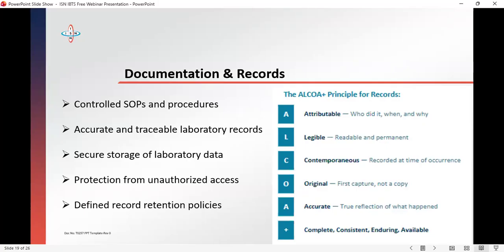Recorded at time of occurrence, it must not be after. You know how we have some laboratory scientists, you have a record sheet, they'll be writing on a piece of paper. What have you got a piece of paper?